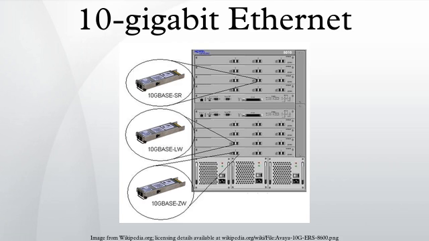10 gigabit Ethernet is a group of computer networking technologies for transmitting Ethernet frames at a rate of 10 gigabits per second. It was first defined by the IEEE 802.3ae-2002 standard. Unlike previous Ethernet standards, 10 gigabit Ethernet defines only full duplex point-to-point links which are generally connected by network switches.